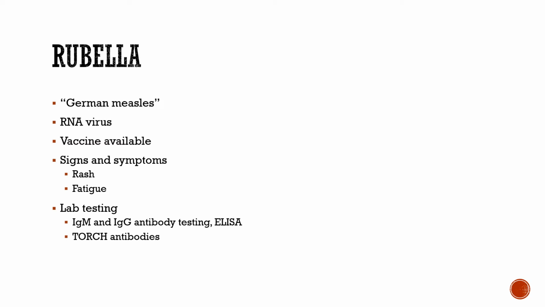The laboratory testing for rubella would be ELISA for IgM or IgG antibody, or the TORCH antibody testing. And the TORCH antibody testing is a group of tests for infectious microorganisms such as toxoplasmosis, other viruses, that's the O, rubella, cytomegalovirus, and herpes. Those are the tests for the TORCH diseases.